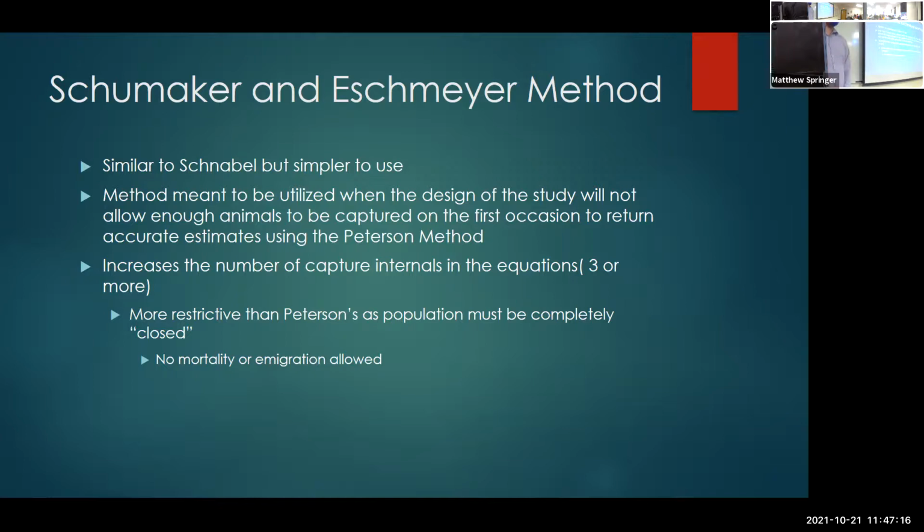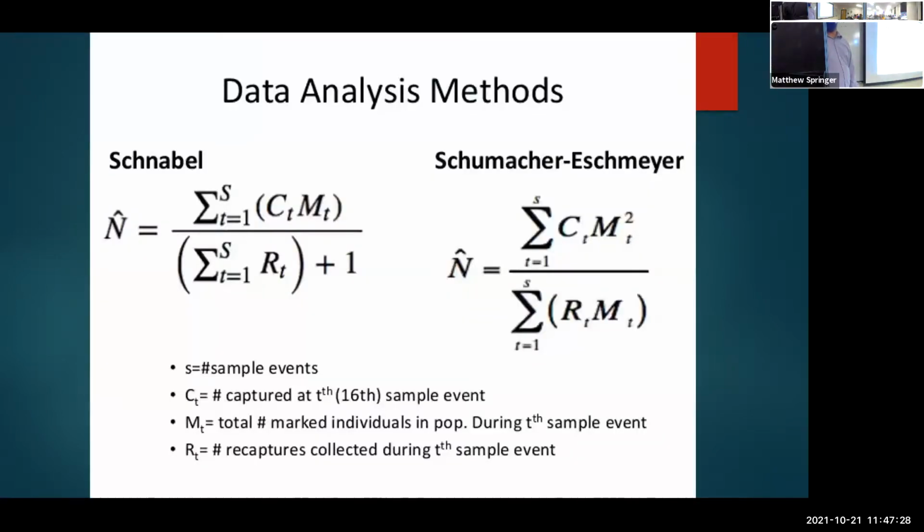So if you don't know the population, how do you know when you have enough animals? That's the problem, right? So things that would be concerning. So here are the two differences between the Schnabel and Shoemaker-Eisenmeyer in terms of calculations.